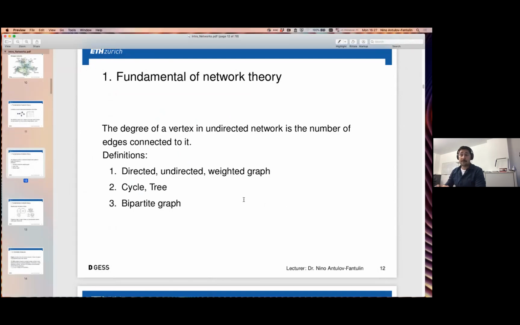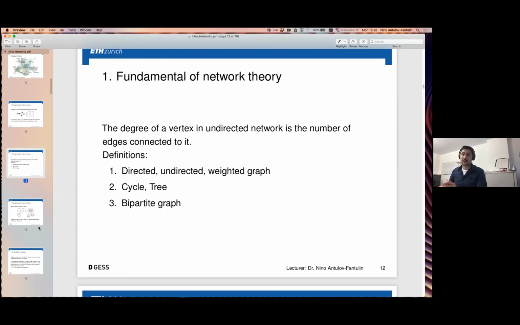We also have other definitions that are important. We're talking about directed or undirected graphs. In undirected, you don't have a direction. Are we talking about a weighted graph? Are we talking about certain types of cycles? Cycles would mean that we could go from node A to node B and then return back to node A by following directionality or not following it. We also have trees. We also have bipartite graphs.